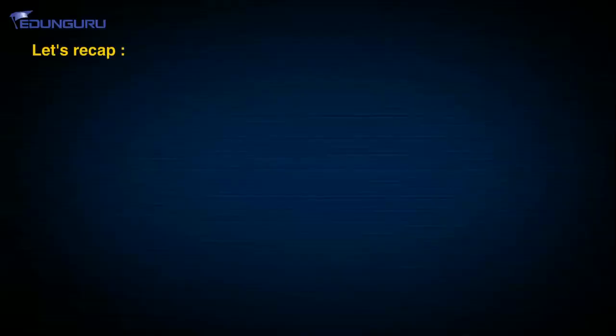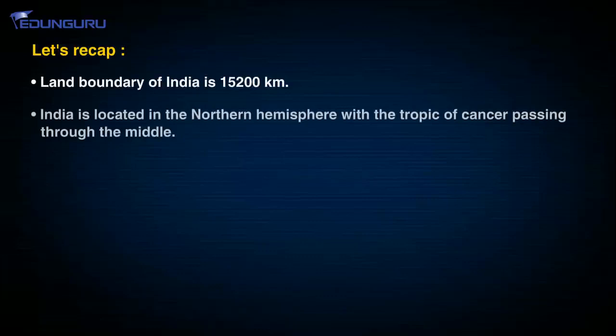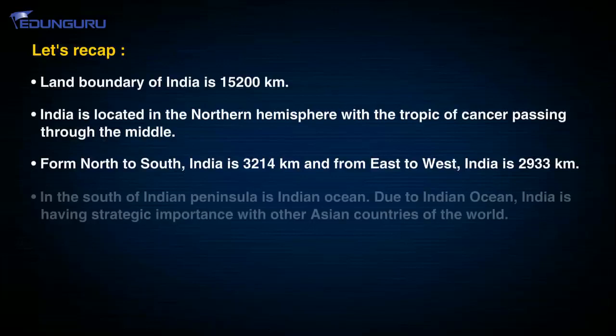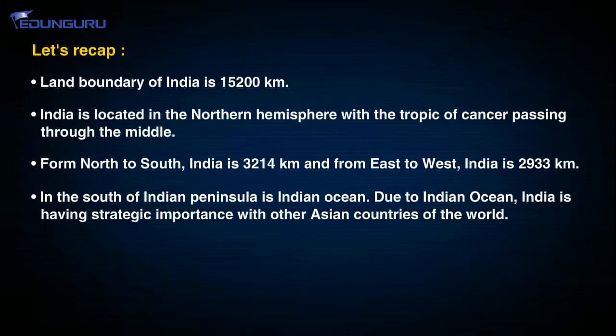In this module, you have learned that the land boundary of India is 15,200 kilometers. India is located in the northern hemisphere with the Tropic of Cancer passing through the middle. From north to south, India is 3,214 kilometers, and from east to west, it is 2,933 kilometers. In the south of the Indian Peninsula is the Indian Ocean. Due to the Indian Ocean, India is having strategic importance with other Asian countries of the world.